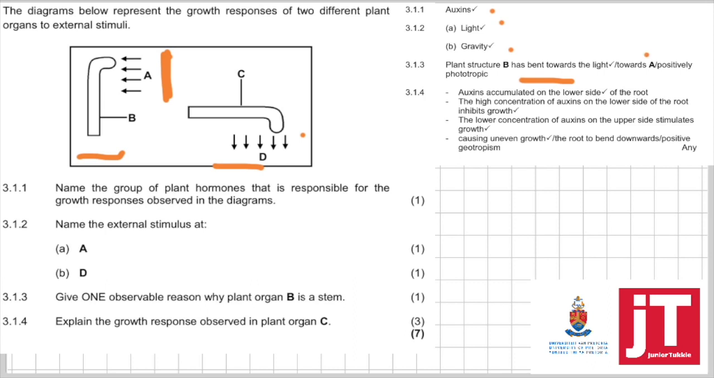3.1.4. Explain the growth response observed in plant organ C. So there we can see the root is bending towards gravity. So the auxins accumulate on the lower side of the root. The high concentration of auxin on the lower side of the root inhibits growth. The lower concentration of auxin on the upper side stimulates growth, causing uneven growth. It causes the root to bend downwards, and this is positive geotropism.